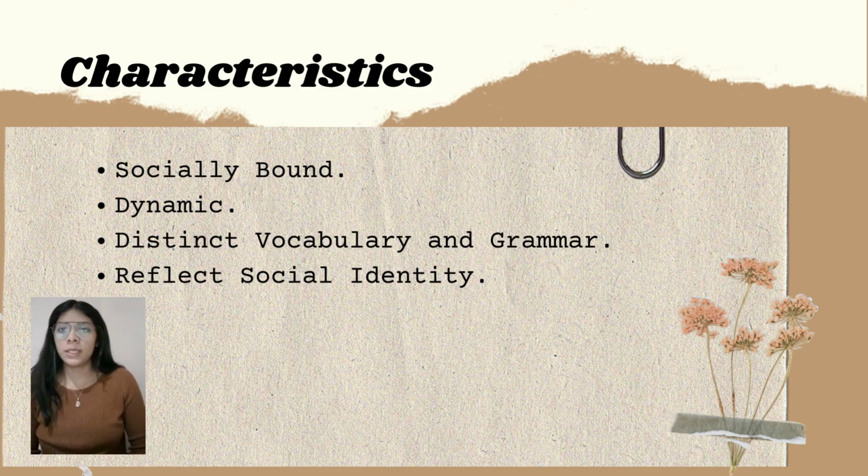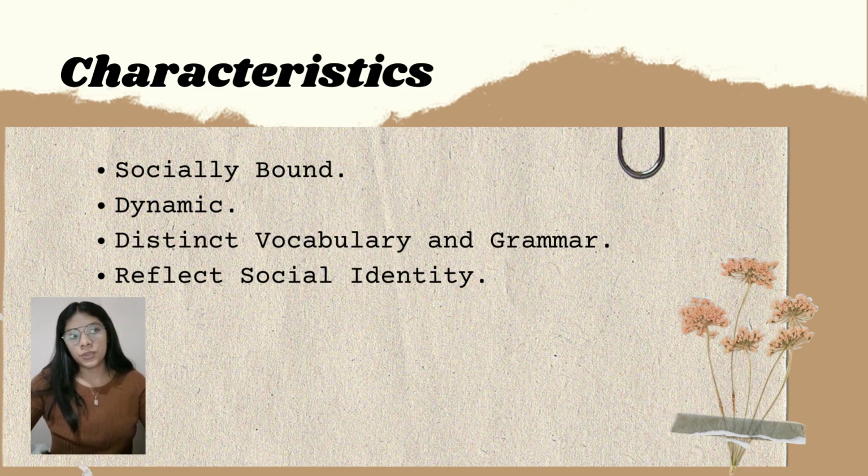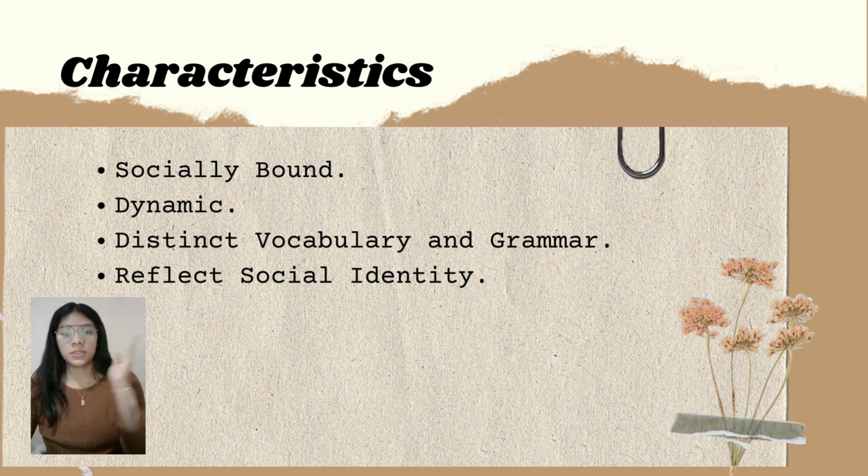And the second one is dynamic. Sociolects are not fixed, they change over time. As society changes, whether through technology, culture, or a social movement, so does the language used by different groups. For instance, new slang terms might emerge among young people as a new trend arises, and older terms might fall out of use. This evolution reflects the ongoing change in the group's identity and experience.